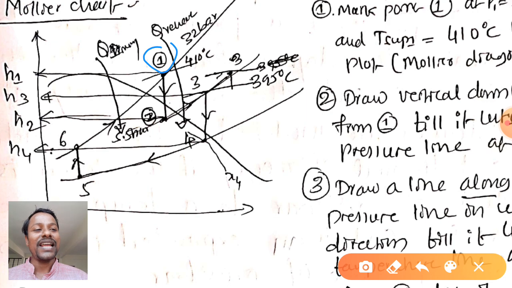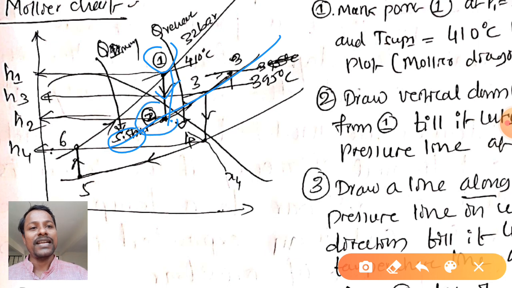So what is the reheat pressure line? The reheat pressure line is the 5.5 bar pressure line. So I need to identify that pressure line on the Mollier chart, and I need to draw a perfectly vertical line downward. Wherever both intersect, I will write this as state point 2. This is how I mark state point 2.